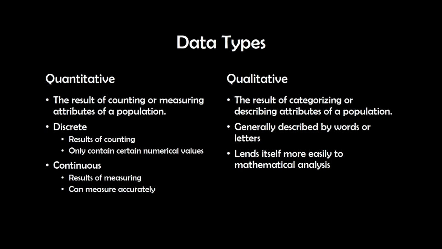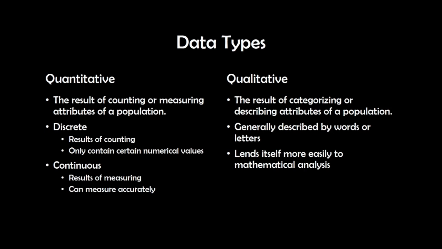Right, next is data types. There are two types of data, which are quantitative and qualitative. Let's take a look at the quantitative first. The result of counting or measuring attributes of a population is quantitative data. It could be discrete, which is the result of counting, and it only contains certain numerical values. It can also be continuous, which is the result of measuring, and we can measure it accurately.